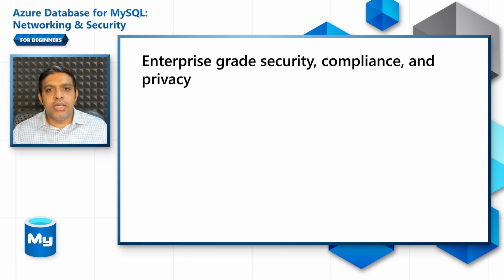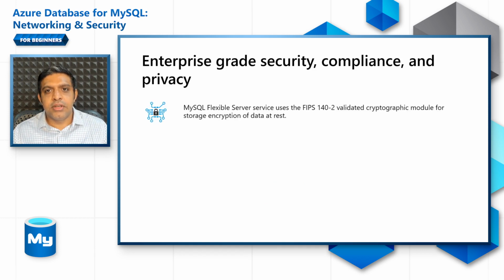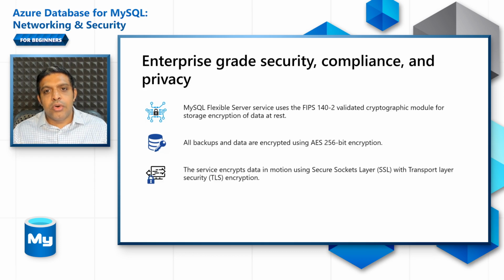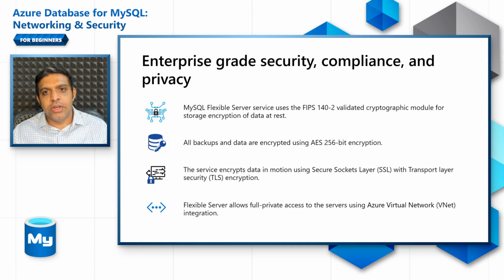Now let's check on the enterprise level security, compliance and privacy. All data and backups are encrypted with FIPS 140-2 cryptographic algorithms. All backups are encrypted using AES 256-bit encryption. For data in motion, we use SSL with TLS. And for network security, we can isolate and make the traffic private using VNet integration.